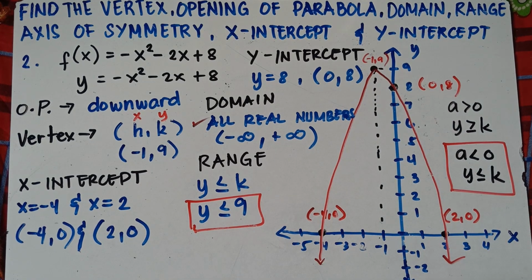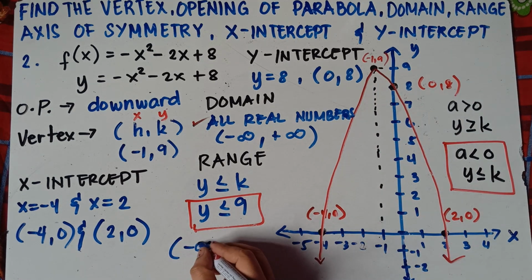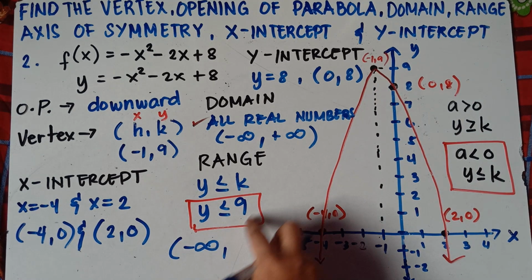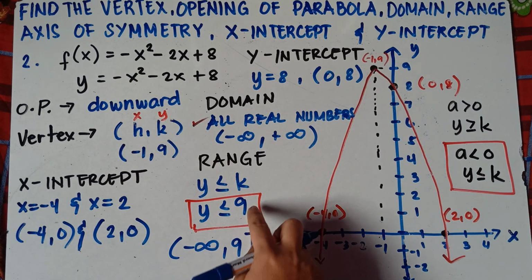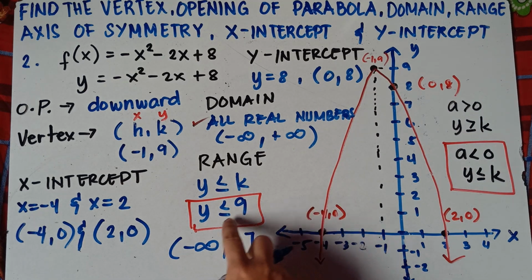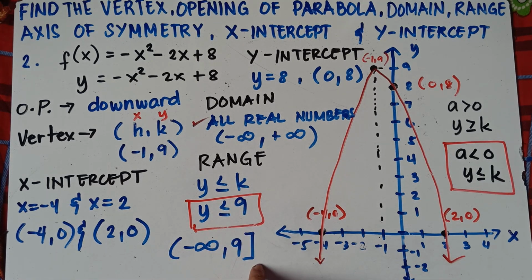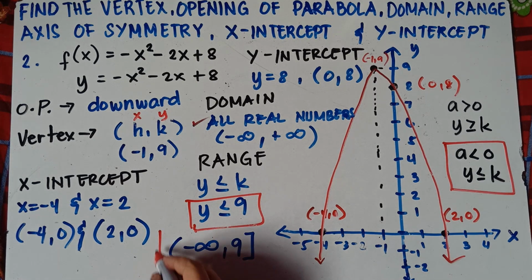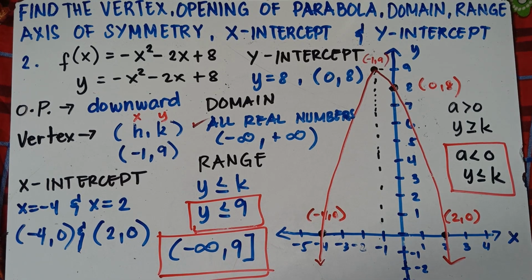Or if the teacher asks you to write this one in interval notation, once again, class, from low to high, from negative infinity, you can write this one from negative infinity up to positive 9. And you will write a bracket, class, because 9 is included. Once again, in quadratic inequality, if you have the symbol less than or equal, you will use a bracket. If you have infinity, you will use parentheses. So that's it, class, to find the range.